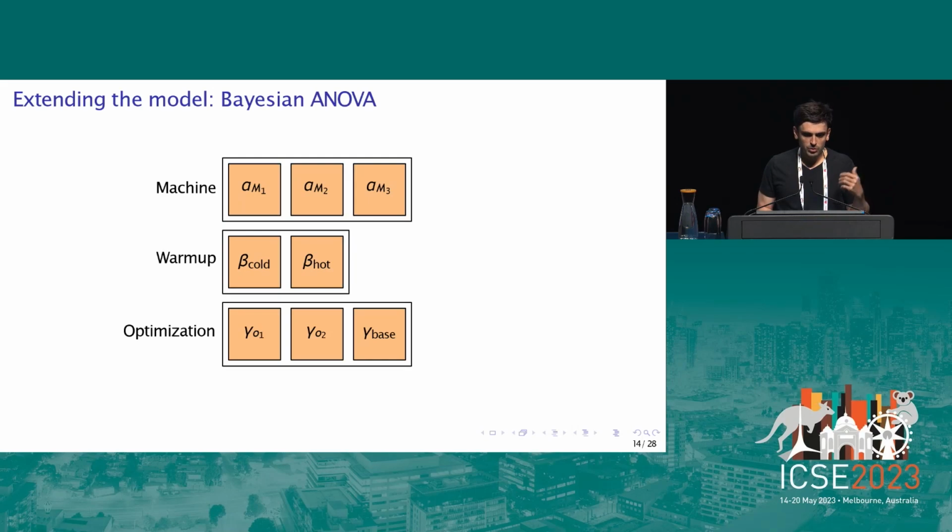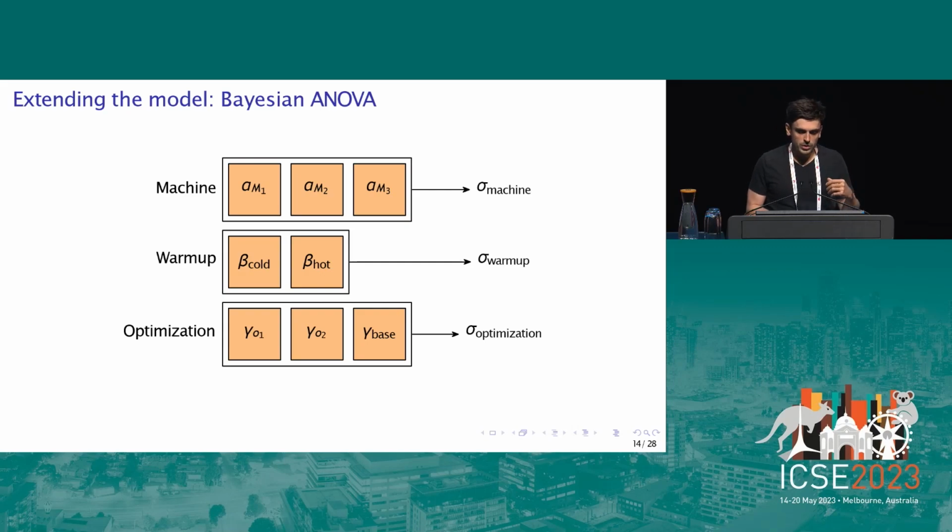We can take that model and we can extend it. So what we do is that we implement ANOVA based on that model. The way we do it is that in linear regression, we have several coefficients which are grouped by which factor they consider. So they're in groups. We take those groups and measure the standard deviation of those groups, and that measures the importance of each of the factors, which is what ANOVA does.